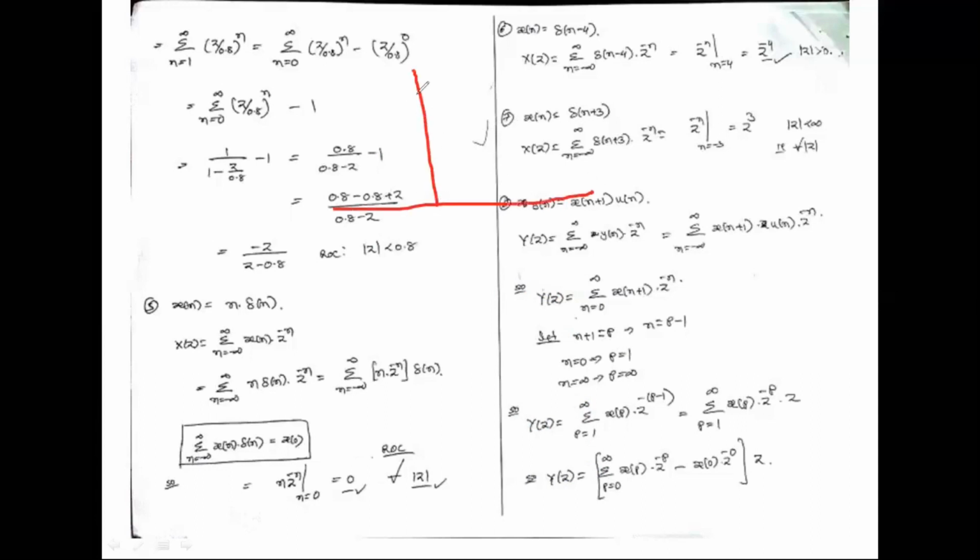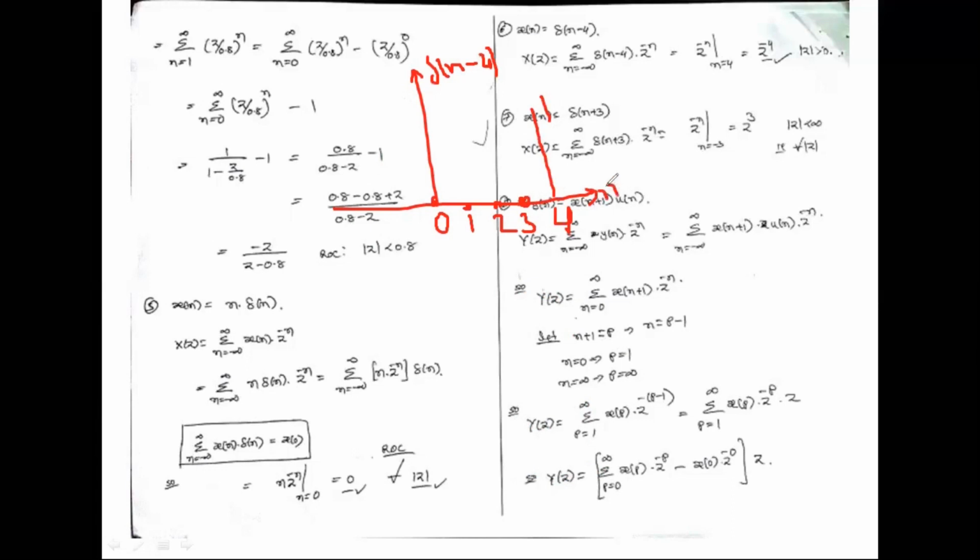So delta of n minus 4 is shifted towards the right side by 4 samples. So now at 0, 1, 2, 3, all values are 0 because it is shifted towards the right. At n equal to 4, the value is 1.